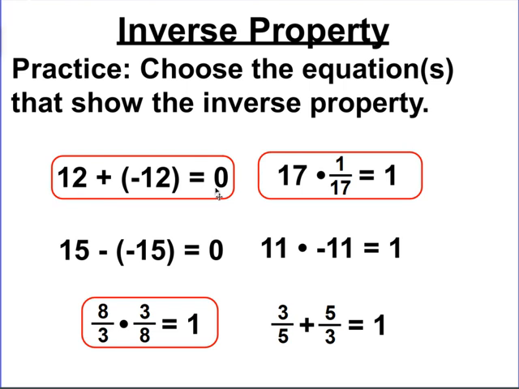Okay, here's the examples for those. Opposites equal 0 when you add. Reciprocals equal 1 when you multiply. And remember, 17 would be 17 over 1. I know I'm writing really sloppy, but that's how that would look.